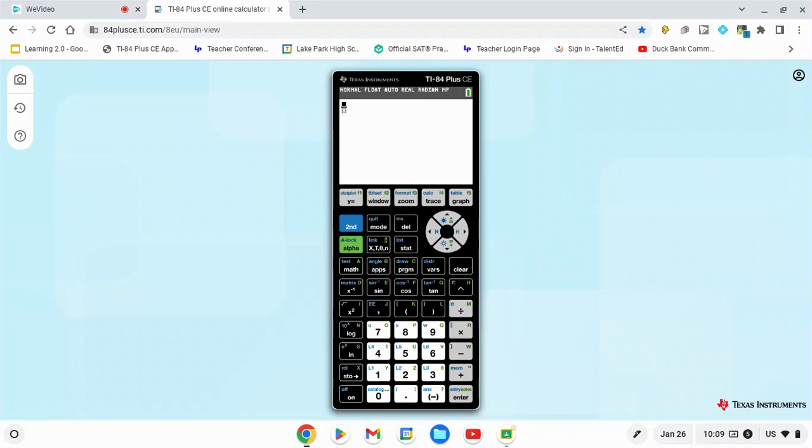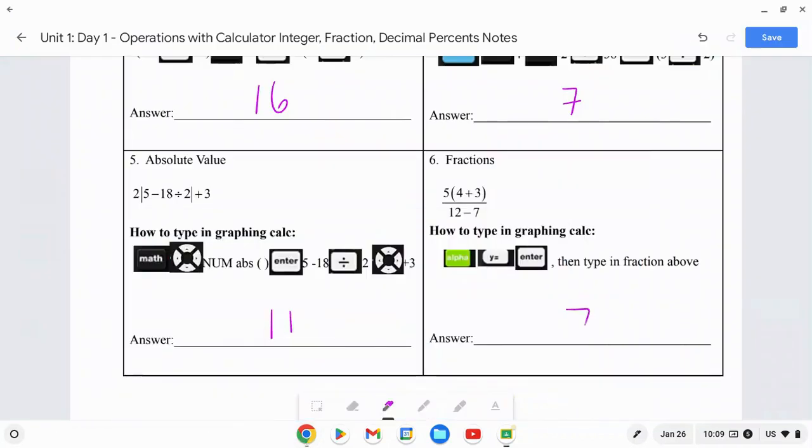So in the numerator, I'm going to type 5 and then parenthesis 4 plus 3, close the parenthesis, and then to get to the denominator, you just hit the down arrow. So now I'm in the denominator, and I'm going to type in 12 minus 7, and then hit equals. And that reduces to 7. So I'm going to go back to my notes. I'm going to put 7 in as that final answer.